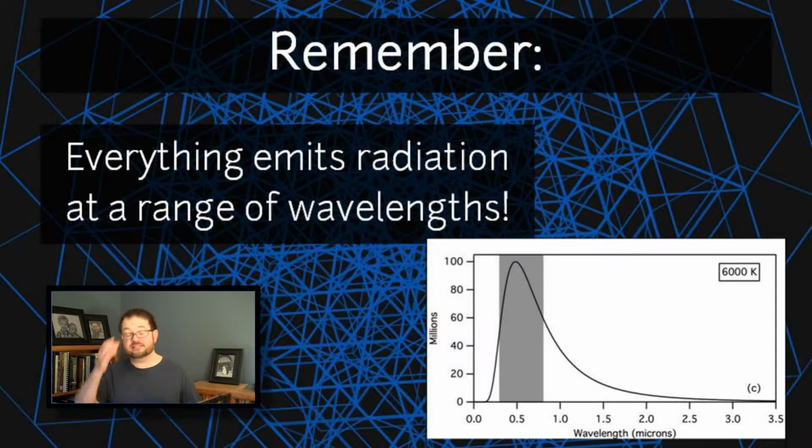The surface of the sun is a temperature of about 6,000 Kelvin. And we see that it emits a whole lot of radiation with wavelengths around 0.5 microns. Remember, a micron is a millionth of a meter. But it does, in fact, emit radiation over a range of wavelengths.